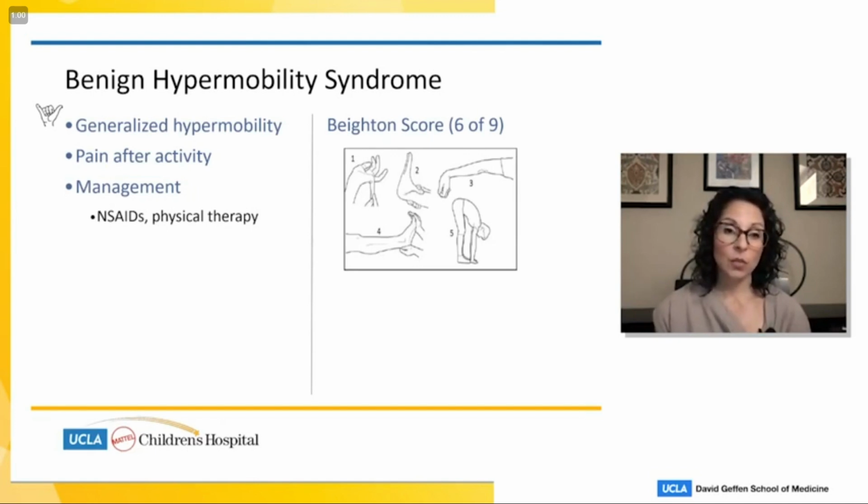Management is going to include a lot of education. This is how their body is. They might have a family member that has similar findings. It's going to include education, non-steroidal anti-inflammatory medications, as well as physical therapy, a lot of physical therapy, and sometimes for a lifetime. What's really important is that they do the home program regularly in order to get great benefit from the physical therapy.